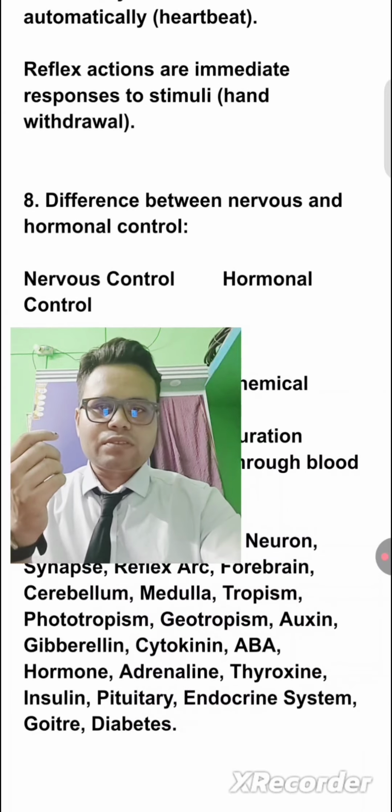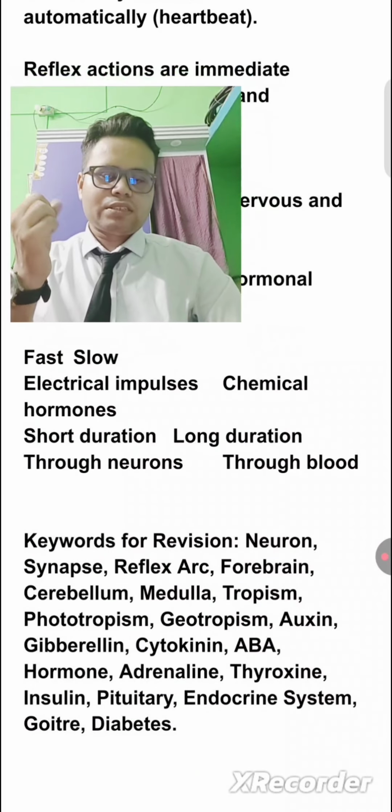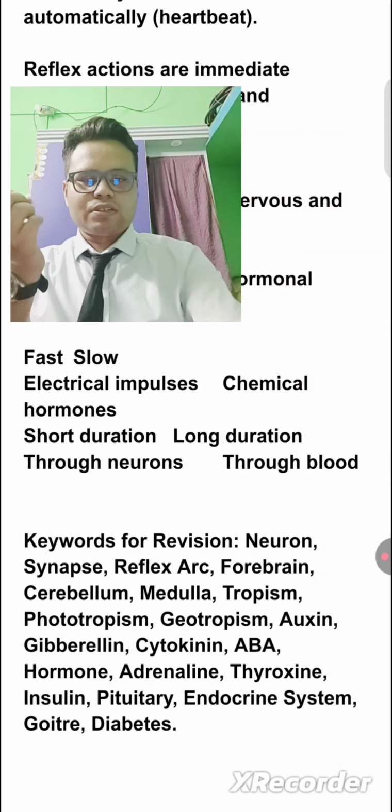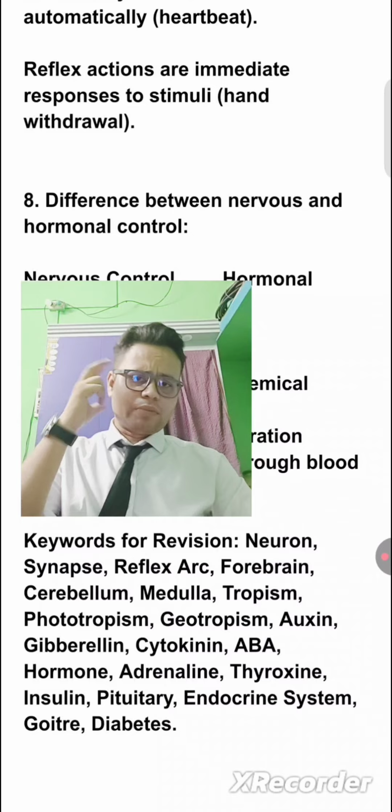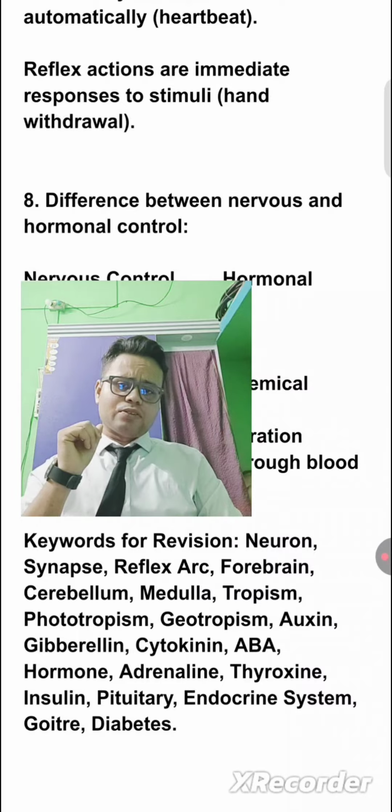Okay. Difference between nervous and hormonal control. Nervous control is fast, hormonal is slow. Electric impulses versus chemical hormones. Short duration versus long duration. Through neurons versus through blood. So these are the important keywords to remember, and all of these are included in what we are discussing.